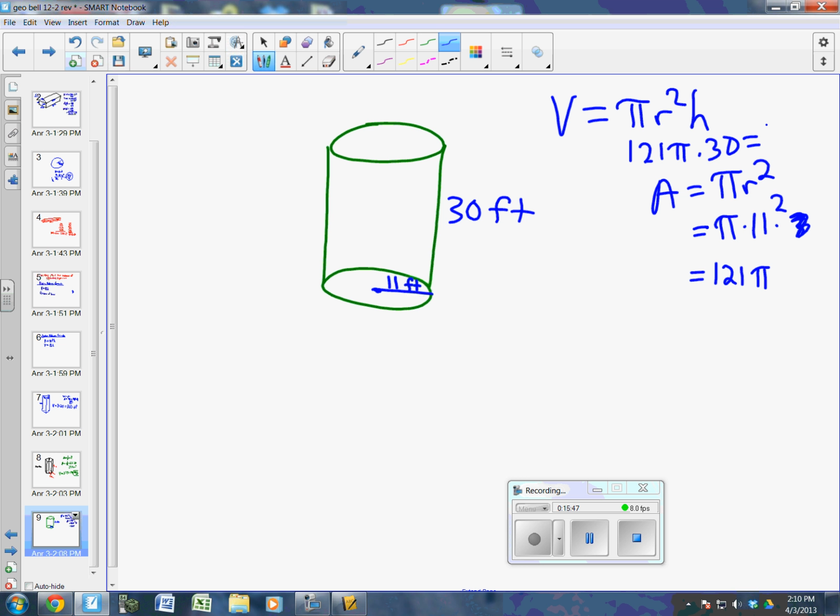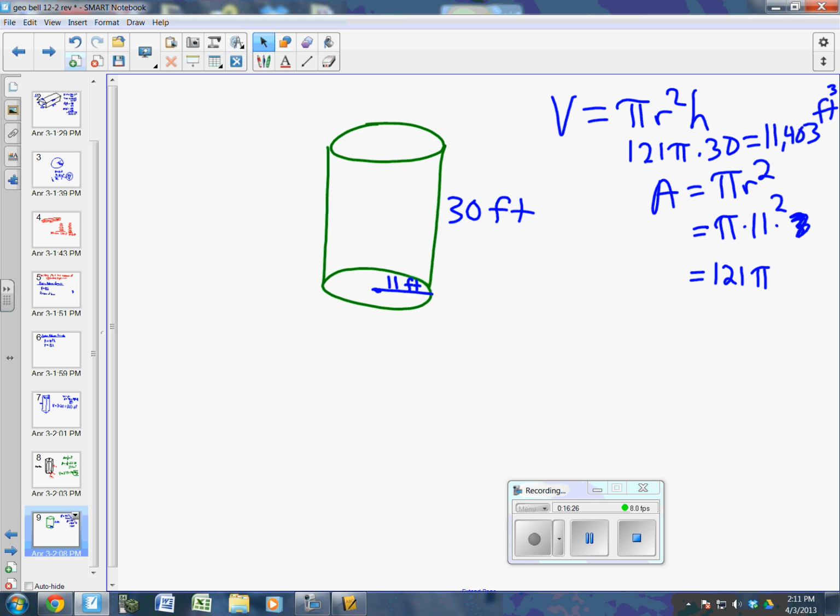Say that again. Really? 11,403 feet cubed. Don't forget the cubic feet. How many of you think you can do this? Why not? You need some help with it, Jordan? Okay. That is how you do it.